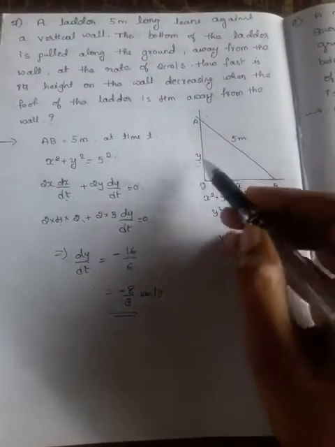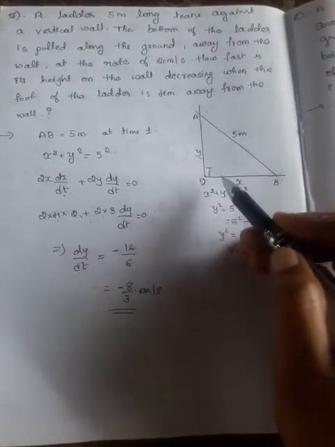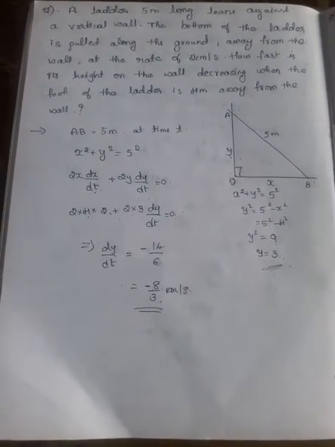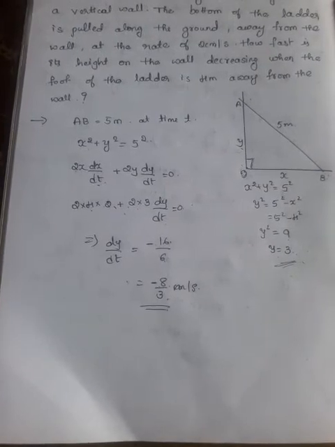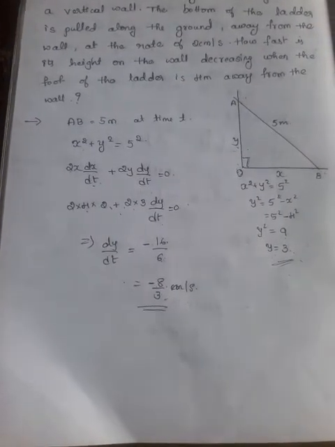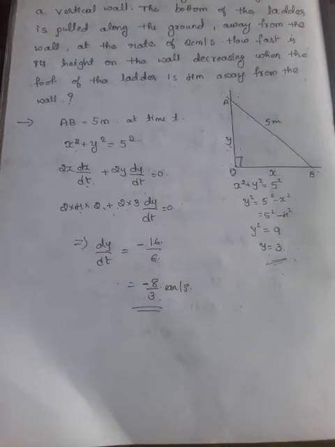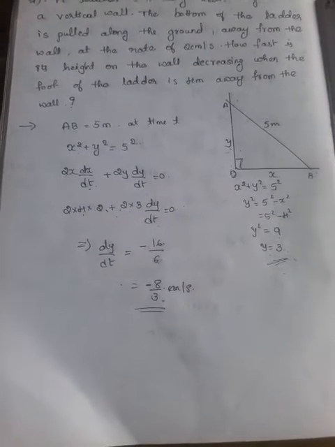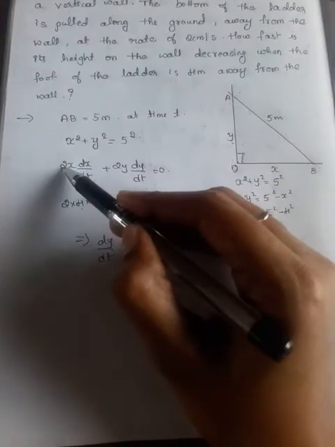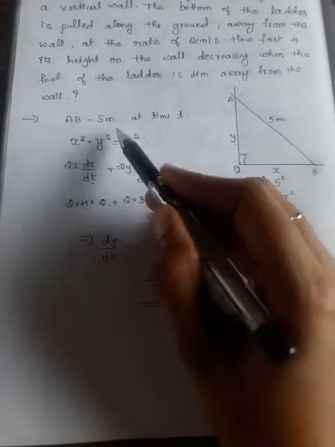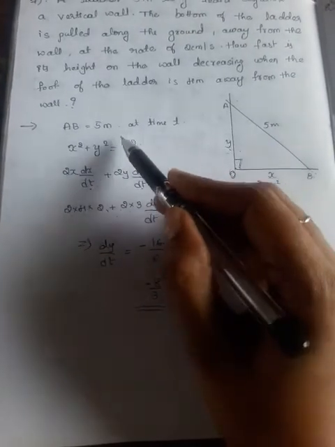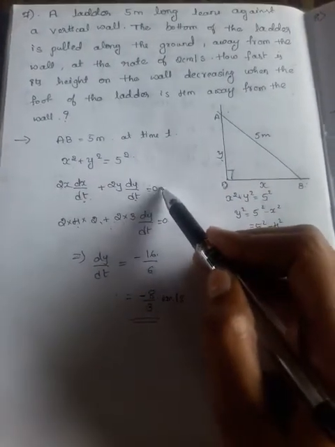See this picture, this is a right angle triangle. By Pythagoras theorem we can say that the square of the hypotenuse is equal to the sum of the squares of the other two sides, that is x square plus y square is equal to 5 square. Differentiate with respect to t, then the differentiation of x square is 2x into dx by dt, plus the differentiation of y square is 2y into dy by dt, is equal to the differentiation of a constant, which is 0.